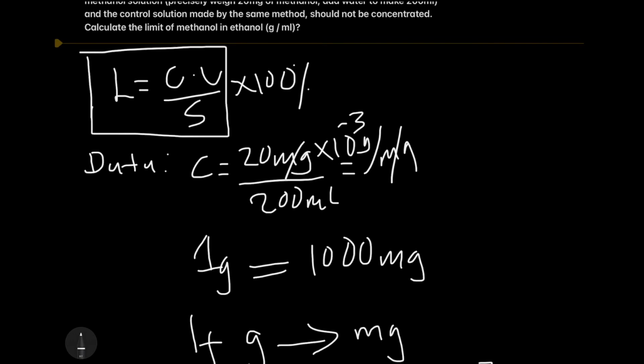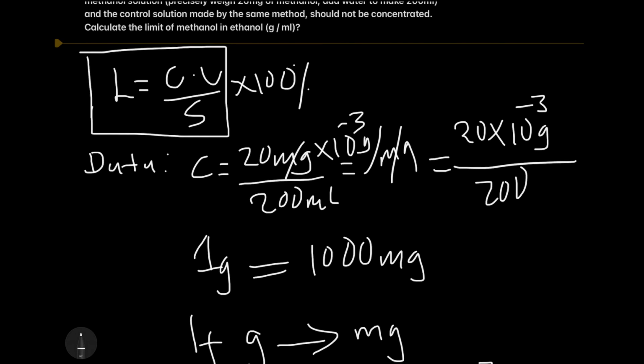okay, let me just rewrite everything here. So it's going to be 20 times 10 to the power negative 3 gram divided by 200 milliliters. Okay, so our concentration is going to be equal to, let's just calculate everything. That is 20 multiplied by 10 to the power negative 3. It will give us 0.01.